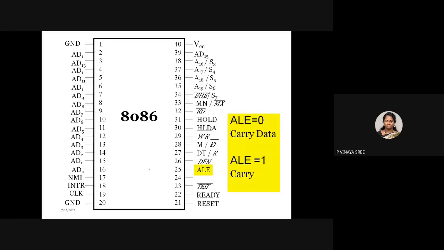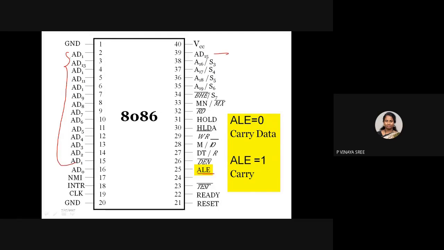Now ALE, what is this? ALE is address latch enable. A indicates address, L is latch, E is enable. See here, this is an active high pin; there is no bar for this. That means if address latch enable equals 1, it decides which one is presently in use among the multiplexed lines.